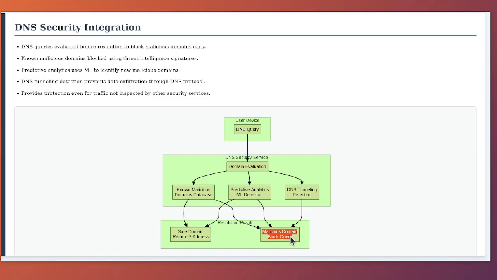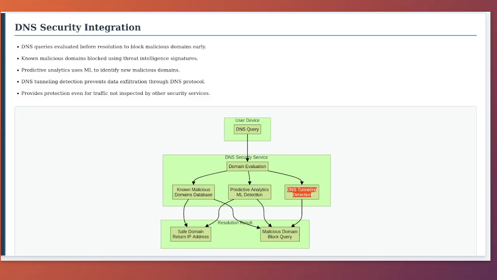By analyzing domain characteristics, registration patterns, and other signals, the system can predict with high accuracy whether a newly observed domain is likely malicious. Domain name system tunneling detection identifies attempts to exfiltrate data or establish command and control channels by encoding information within domain name system queries. This technique is commonly used by advanced threats to bypass traditional security controls.